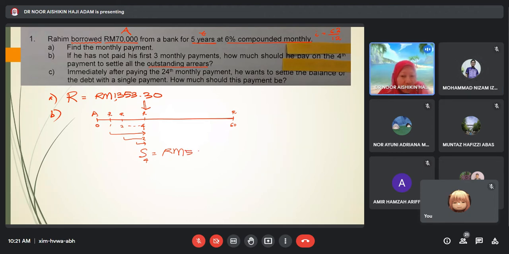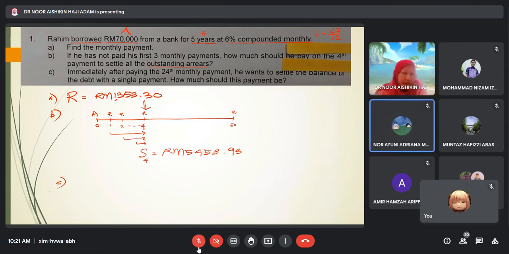5453.93. That's the amount that he needs to pay at the end of the 4th month. So lepas tu 5th month dia boleh bayar 1353.30 je. Dan dia buat regularly up until the 60th month. Cuma bayar 1353.30. Faham? Faham tak?